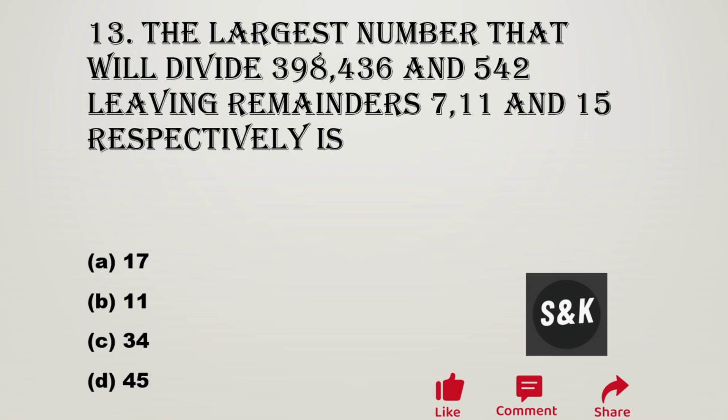The largest number that will divide 398, 436 and 542, leaving remainder 7, 11 and 15 respectively is. The correct option is 17.